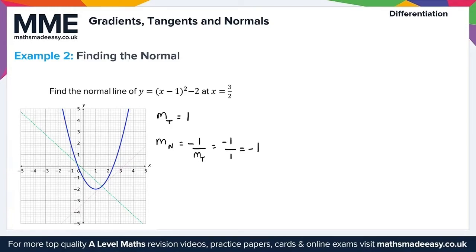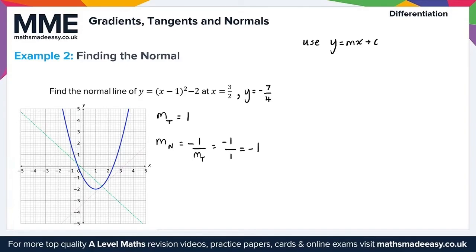And therefore, again, in this case, as x is equal to 3/2, if we substitute x equals 3/2 into this equation here for y, we obtain that y is equal to minus 7/4. Okay? So in that case now, all we need to do is use y equals mx plus c now. We have our x and y coordinates here. We have our gradient of minus 1. All we need is c, and we've got our normal line.